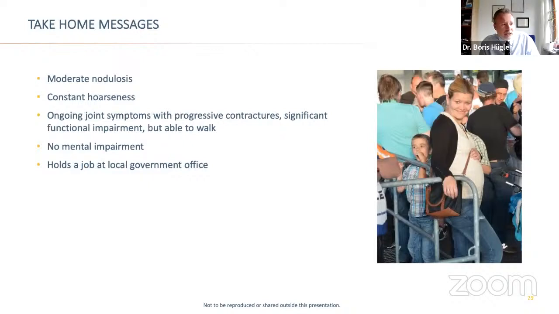So right now he's doing fairly well. He does have nodulosis, he does have the hoarseness, and he has ongoing symptoms, but he has no mental impairment. He's now able to do a desk job. Unfortunately, mom, as you can see here in the picture, got pregnant again, and he has a little sister who is also homozygous for ASAH1. And when I last saw her, at 3 or 4 years of age, she developed symptoms similar to Timon, very, very much alike. So next slide.